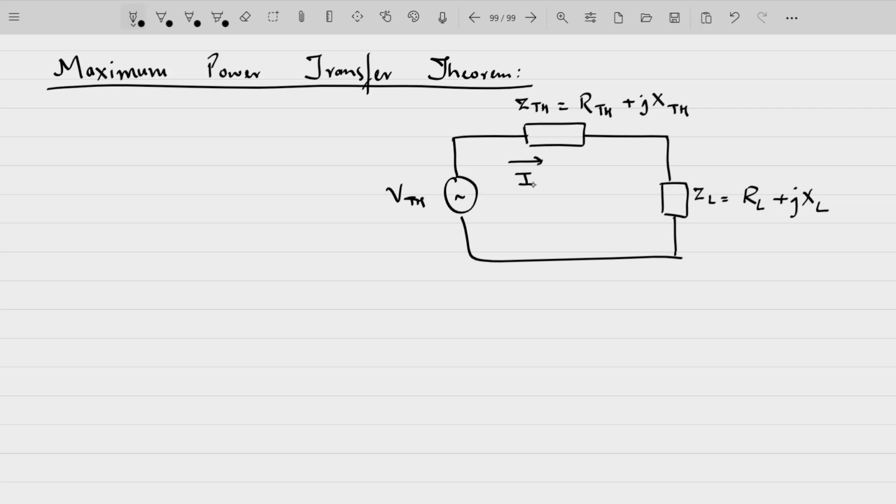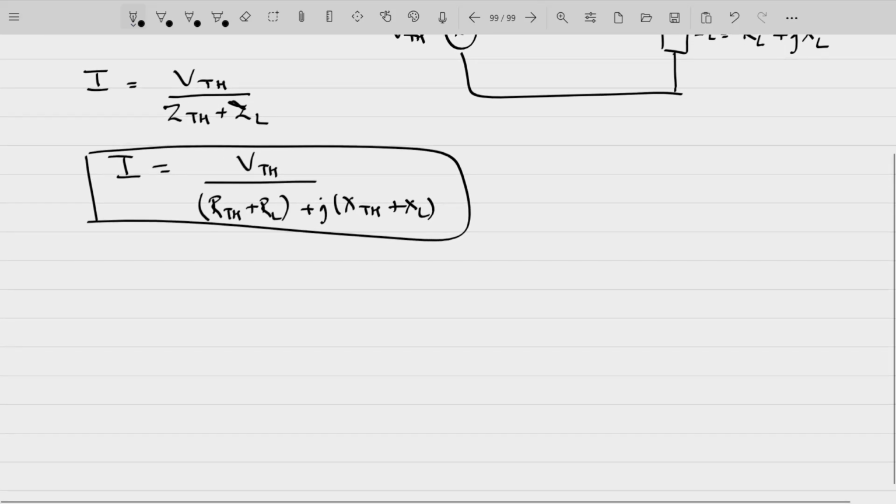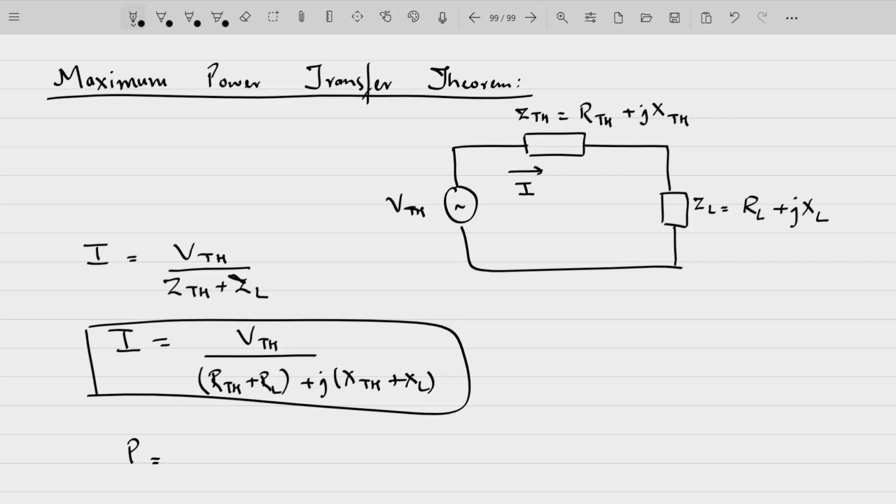So the current flowing through this circuit here is I equal to VTH divided by ZTH plus ZL, fine. So that can also be written as RTH plus RL plus j times XTH plus XL. Now we know the power consumed by the load, the average power that's consumed by the load.